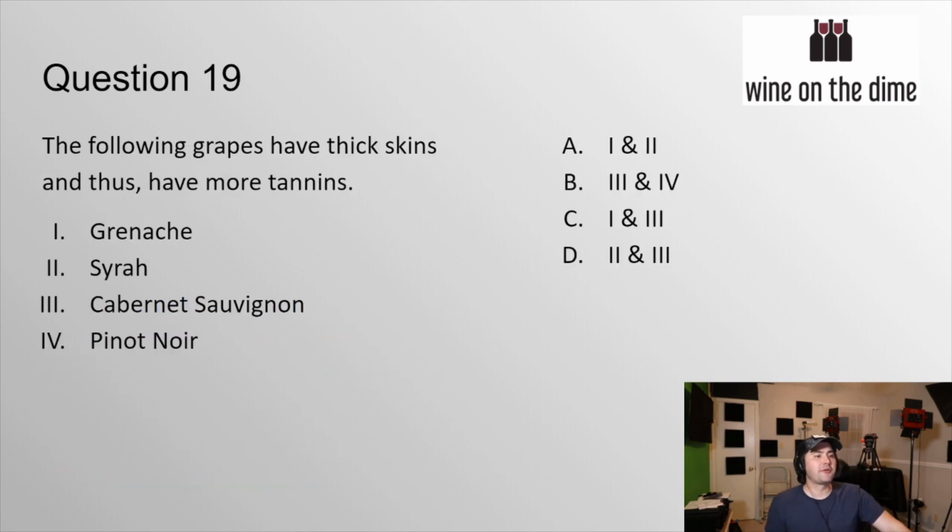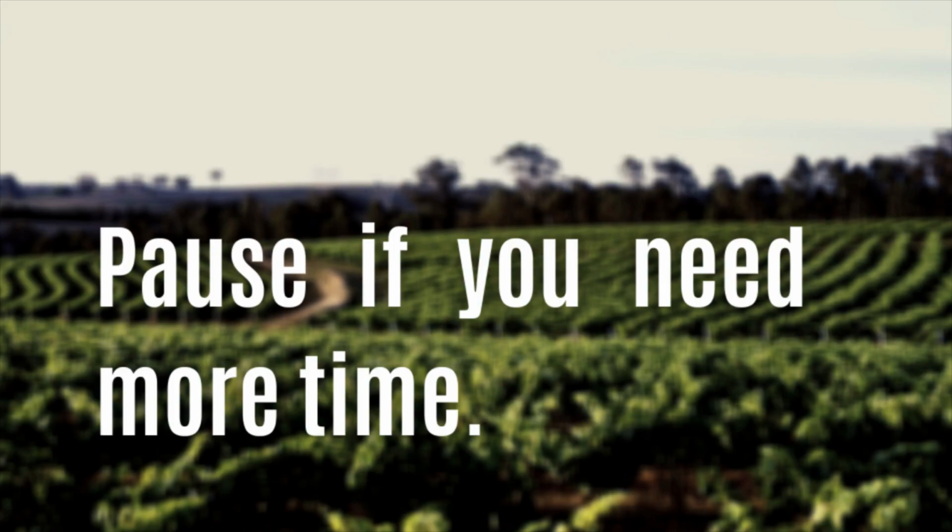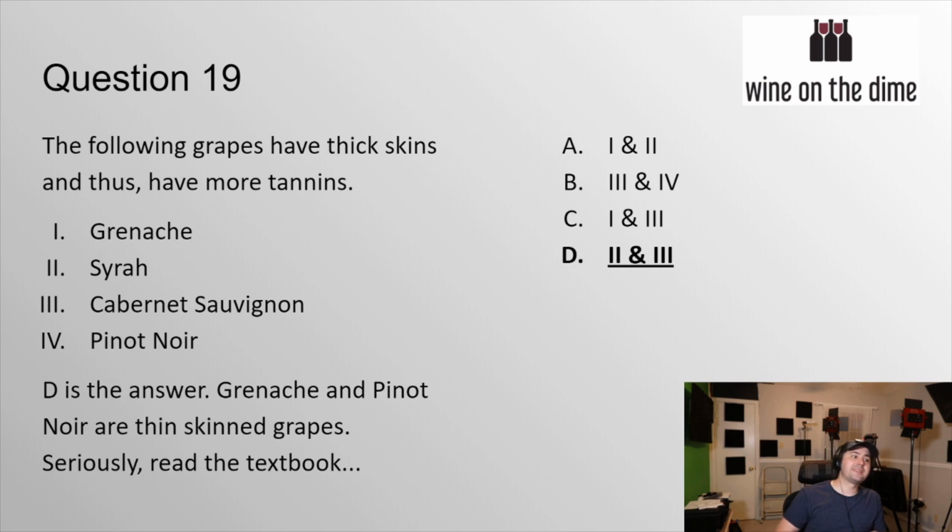Question 19. The following grapes have thick skins and thus have more tannins. 1. Grenache, 2. Syrah, 3. Cabernet Sauvignon, and 4. Pinot Noir. Answers are 1 and 2, 3 and 4, 1 and 3, and 2 and 3. Pause if you need time. All right, so the answer to this is Syrah and Cabernet Sauvignon. Grenache and Pinot Noir are thin-skinned grapes.